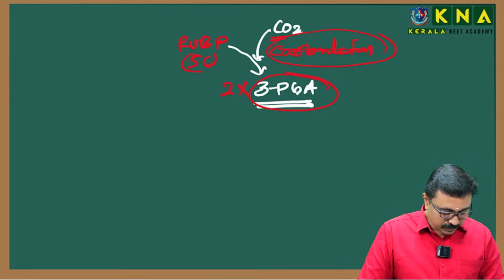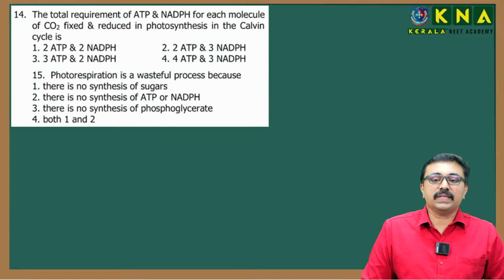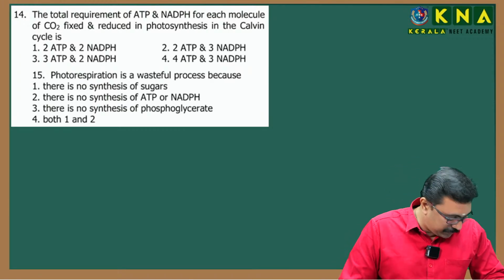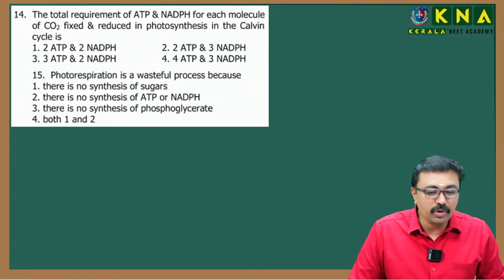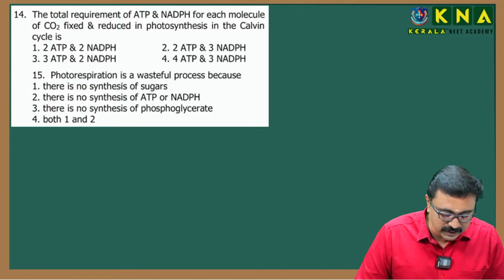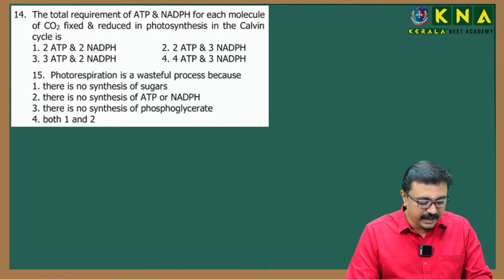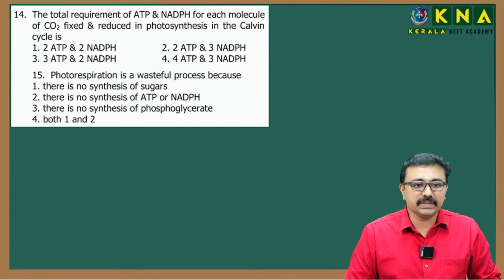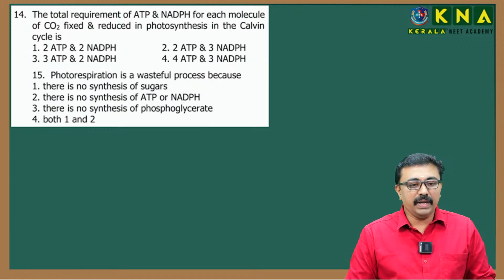Next question, question number 14: total requirement of ATP and NADPH for each molecule of carbon dioxide fixed and reduced in photosynthesis in the Calvin cycle. 4 options are there. Can you answer the question?